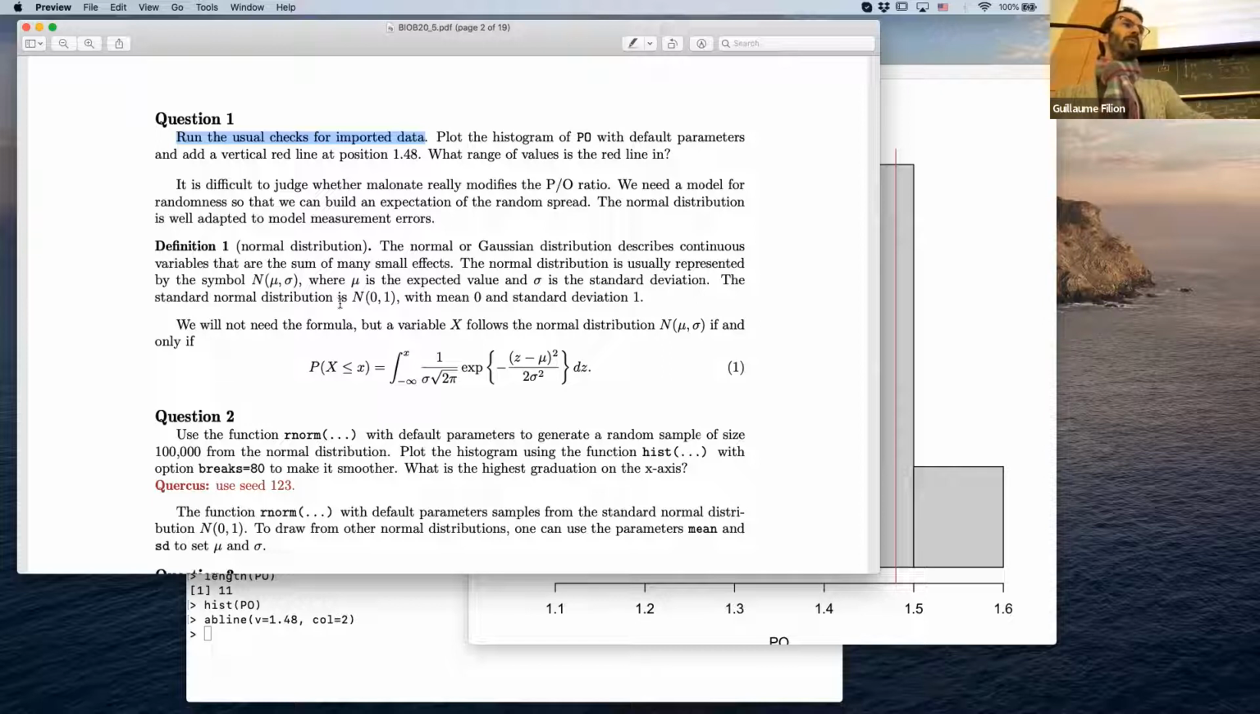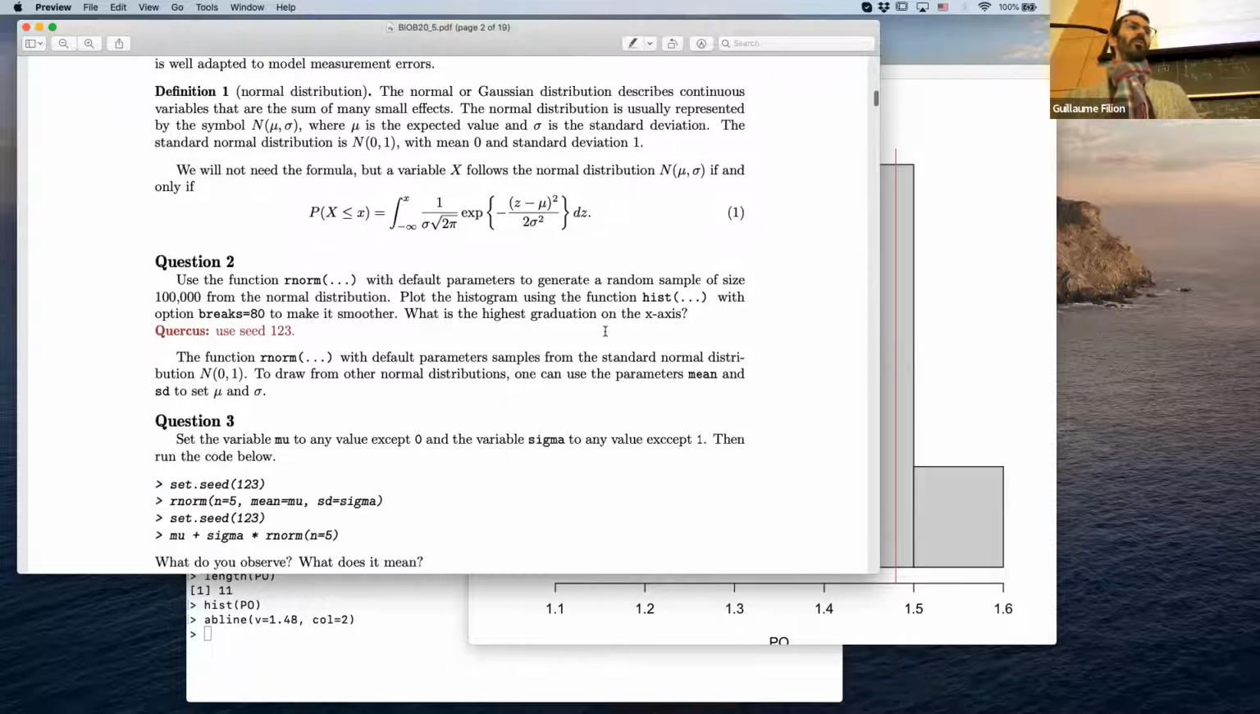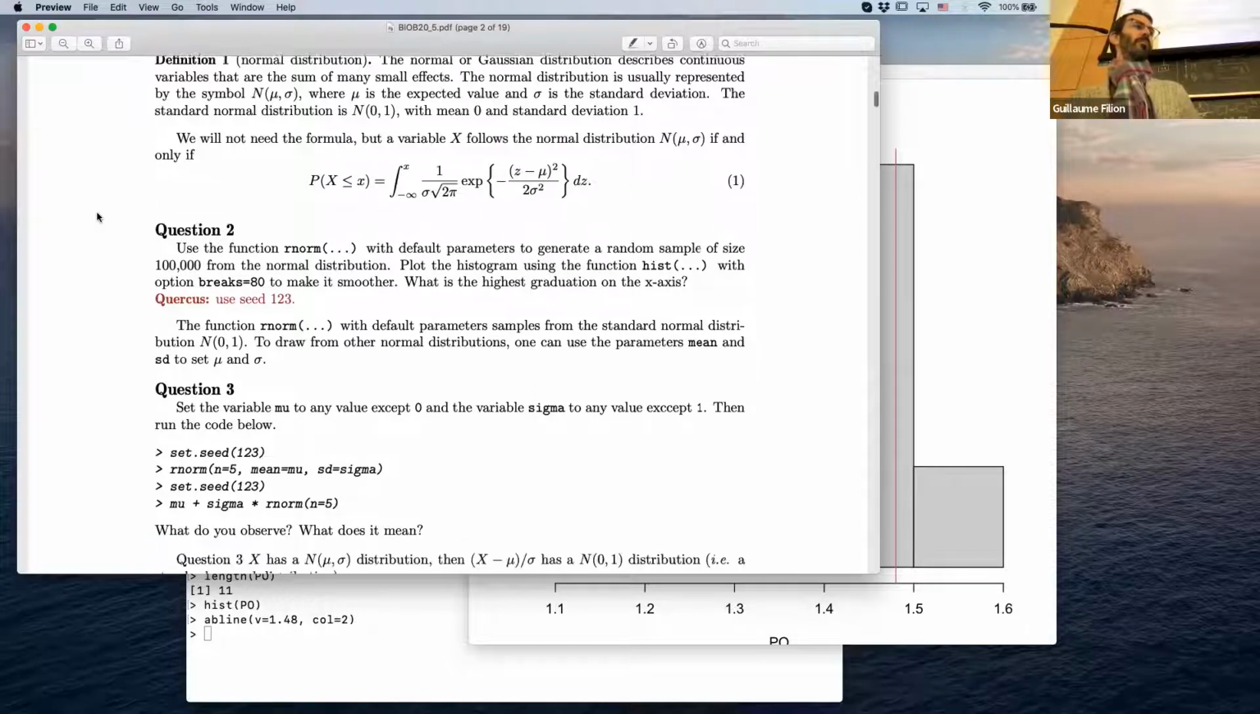We will not need the formula, but a variable x follows the normal distribution N(mu, sigma) if and only if the probability that x is less than a value small x is given by that formula here. So that's just for your records. I don't think we'll ever need this formula in this course. Still a very interesting formula.